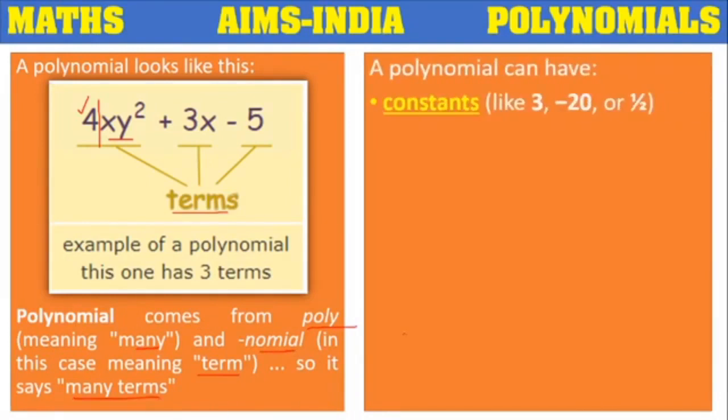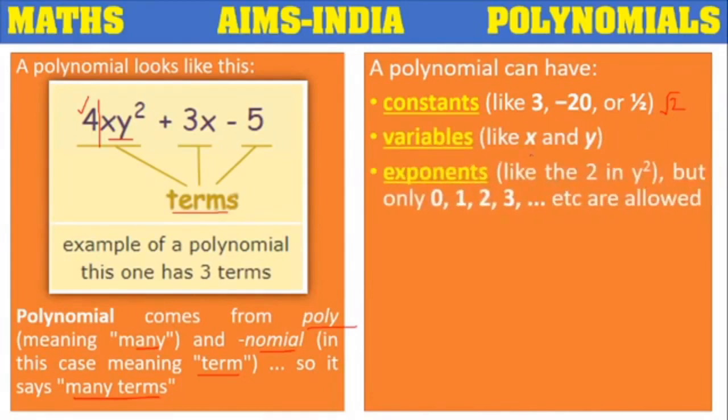A polynomial can have constants like 3, minus 20, 1 by 2, or root 2. Like that, it may contain positive integers or negative integers or numbers like fractions or constant numbers like root 2. It also can have variables like x and y. It also has exponents like 2 in y square. In y square, 2 is considered as the exponent.